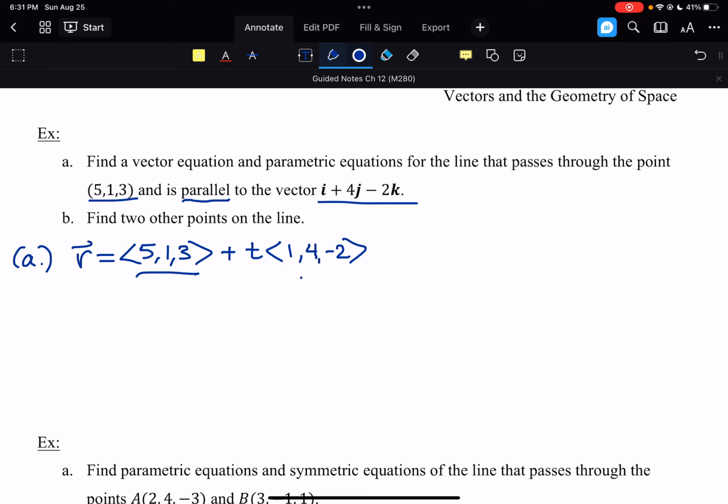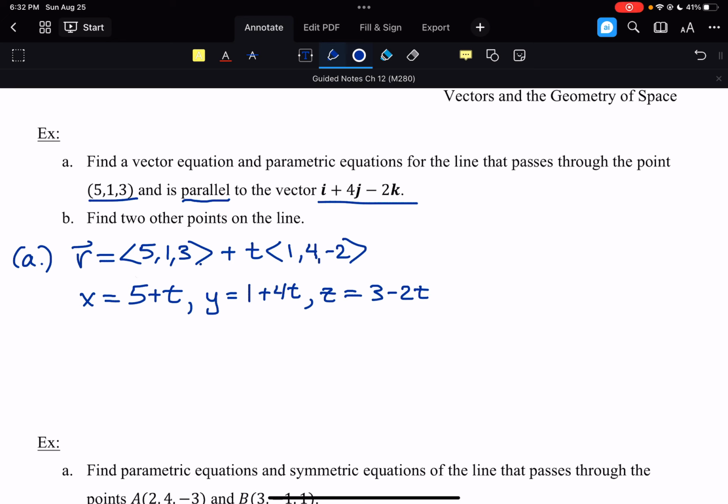So we have our position vector, we have our direction vector. This is the vector equation of that line. And then the parametric equations, we're going to get x equals, y equals, and z equals. So we get 5 plus 1 times t, so 5 plus t. We get 1 plus t times 4, so 1 plus 4t. And 3 plus t times negative 2, so that's 3 minus 2t.